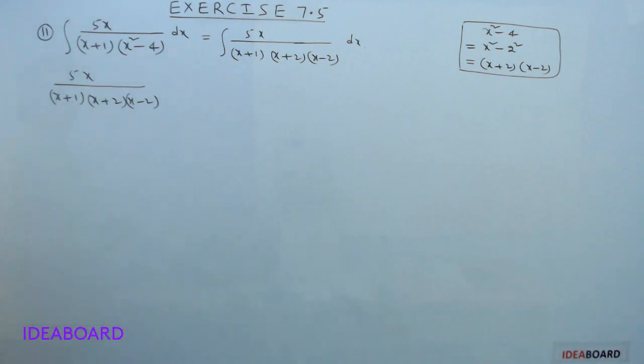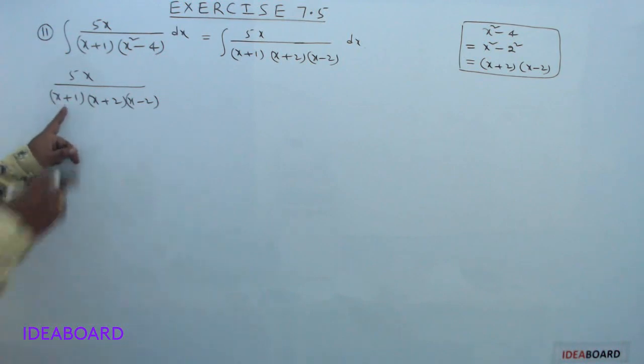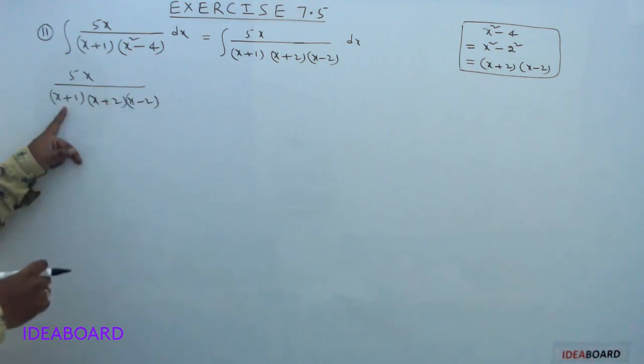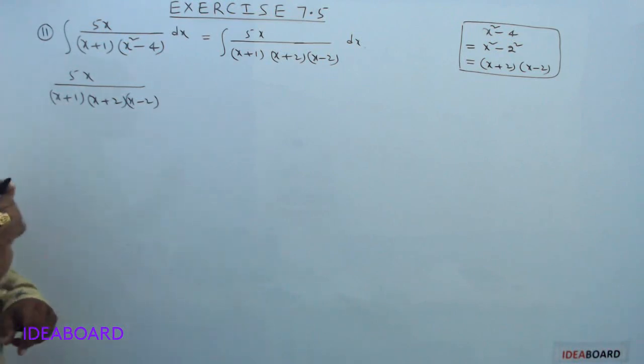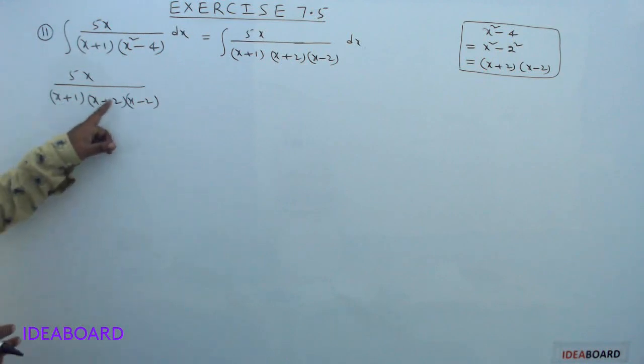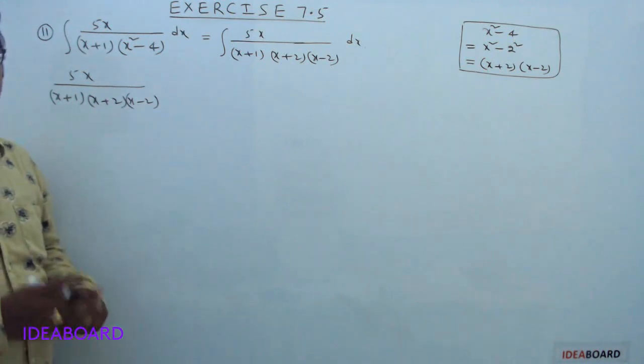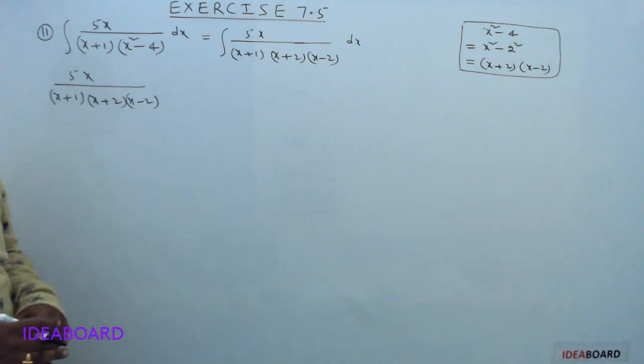Then you have to verify the denominator factors. x plus 1 is a linear factor because its degree is 1. Is it repeated anywhere in the denominator? No. So it is called a non-repeated linear factor. Similarly, x plus 2 and x minus 2 are also non-repeated linear factors.